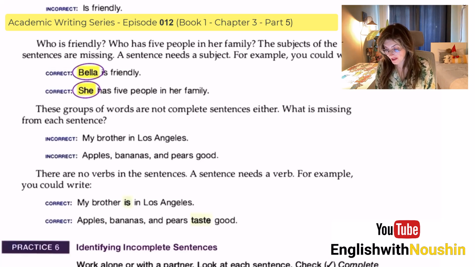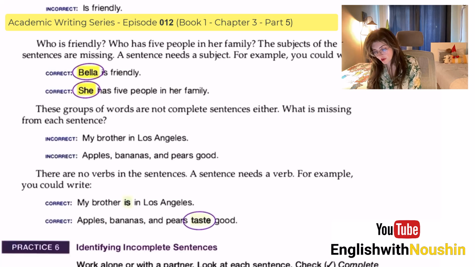And "apples, bananas, and pears, good." "Are good," "are not good." Where is the verb? Super important. For example, "my brother is in Los Angeles" and "apples, bananas, and pears taste good." Verb, verb, verb.